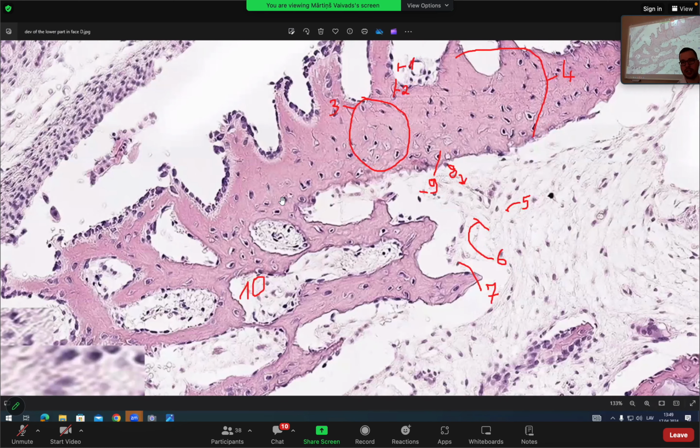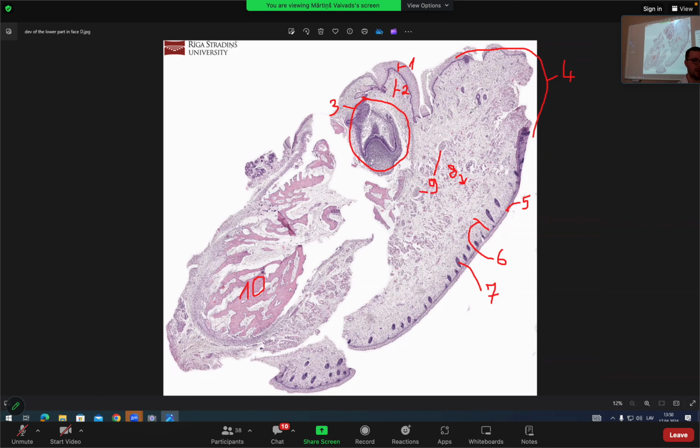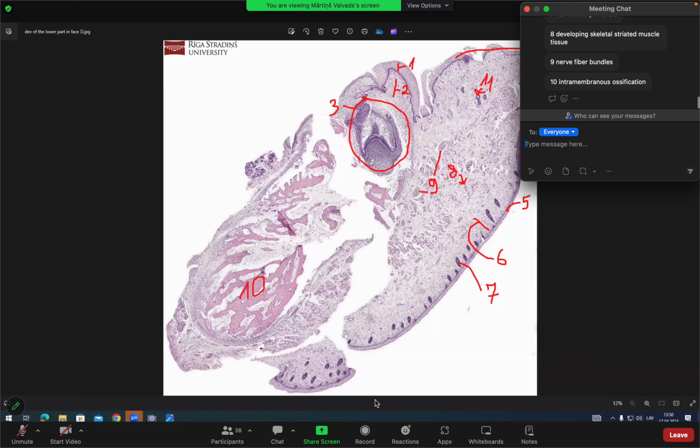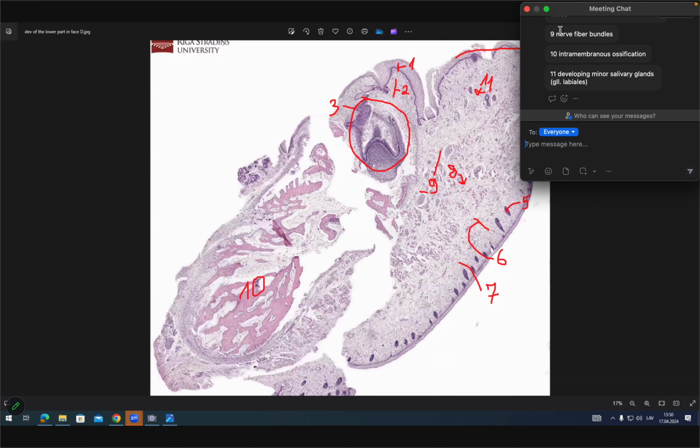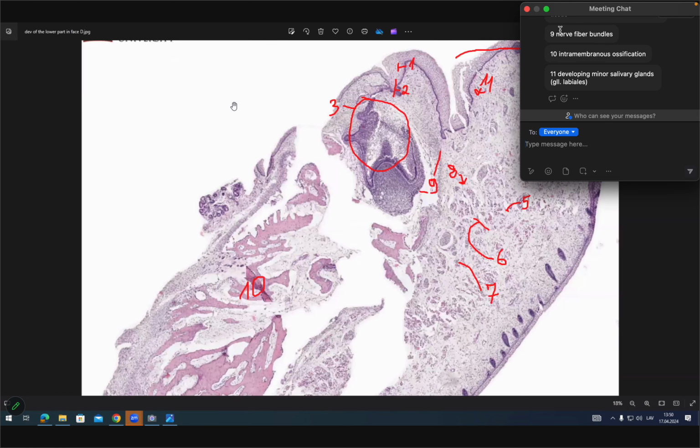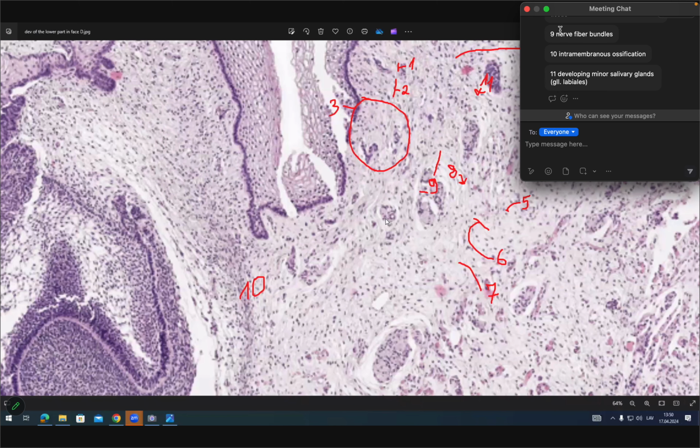What else? You might see some glands. For example, you can notice here with number 11, there are some glands inside the lip. These again are developing minor salivary glands, also called labial glands, or glandula labialis in Latin. So if you zoom in, you might see some glands inside the lip. These are developing labial glands, developing minor salivary glands.